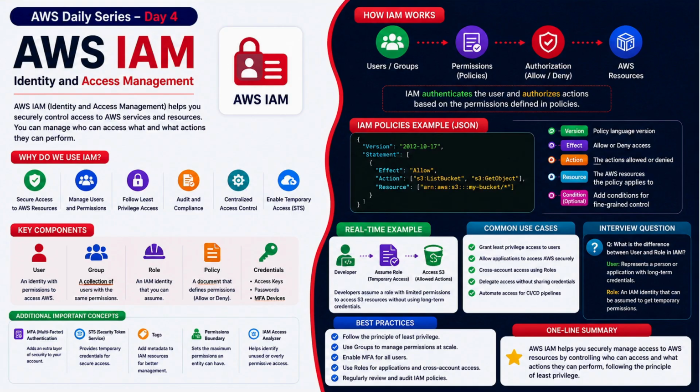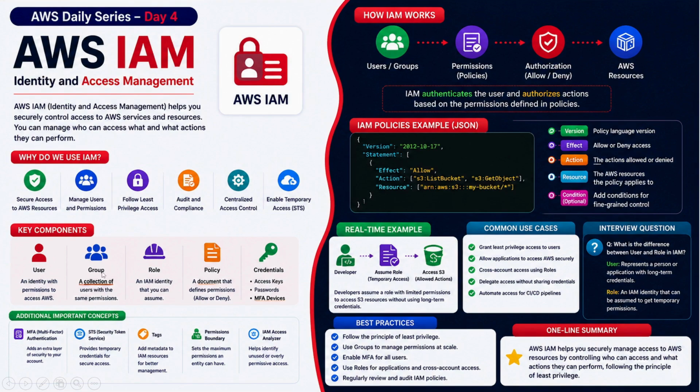Now, let's understand the key components of IAM. The first one is user. User represents a person or an application that needs access to AWS. For example, you can take names like Ashita, Bharat, or a deployment application, and each can have their own IAM user account.